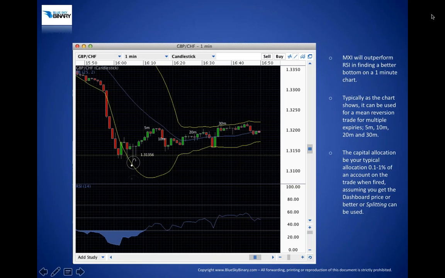So this is how the MXI typically will look on a 1-minute chart. All right, so when the MXI fires on any particular pair, feel free to pull up the 1-minute chart for that pair. And you can add Bollingers. We always suggest to have Bollinger Bands. You don't necessarily need them when you're trading this indicator, but we do suggest that you have them, right?